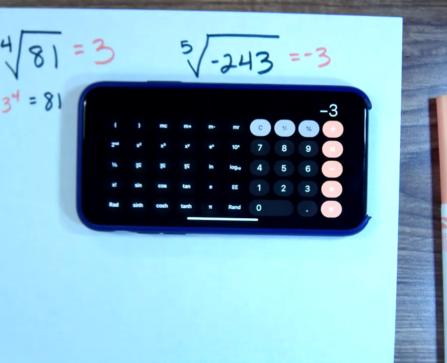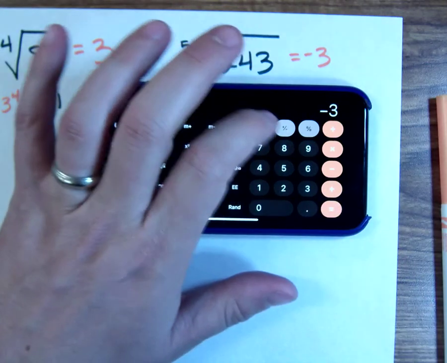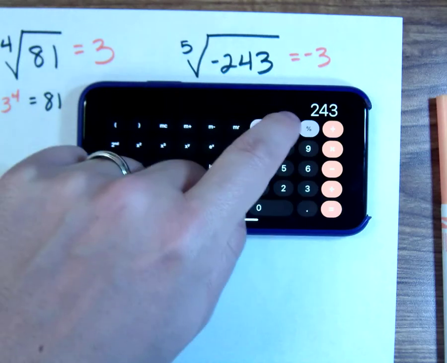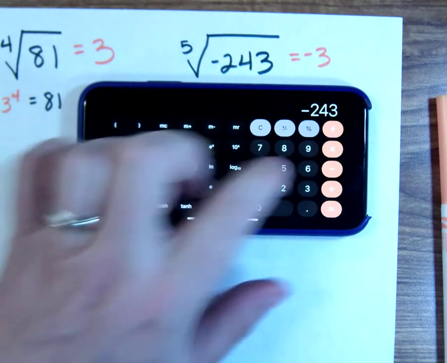There's a little thing by clear, the positive-negative button, it's right there. Oh, so I can do 243 and then tap that negative button? Oh, that's cool. You learn something new every day.